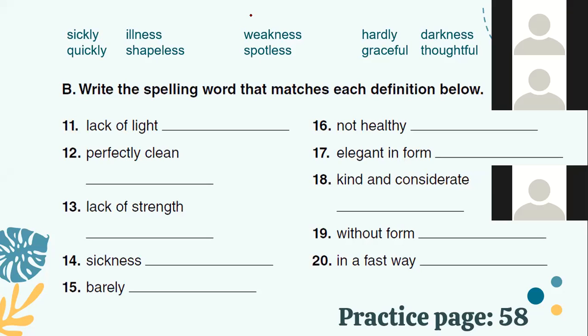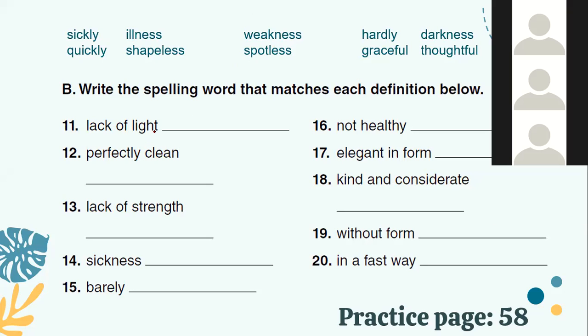Write the spelling word that matches each definition below. You have the words above, okay? So you have the definition down, then you have to know which word means the same. Okay, Karim Kirdi. Number 1, lack of light. Read it. Darkness. Thank you, Karim.